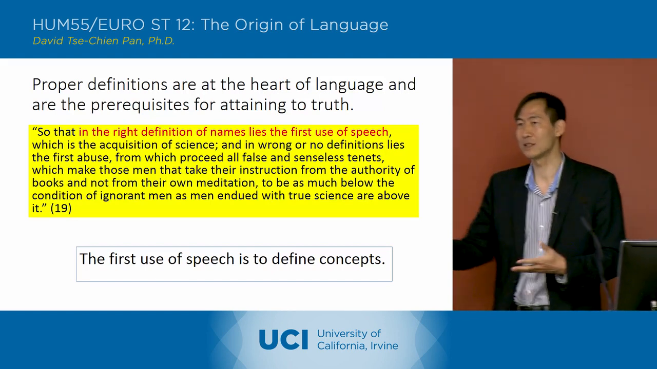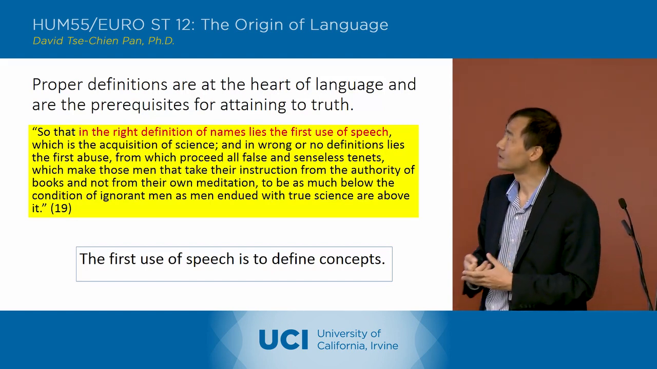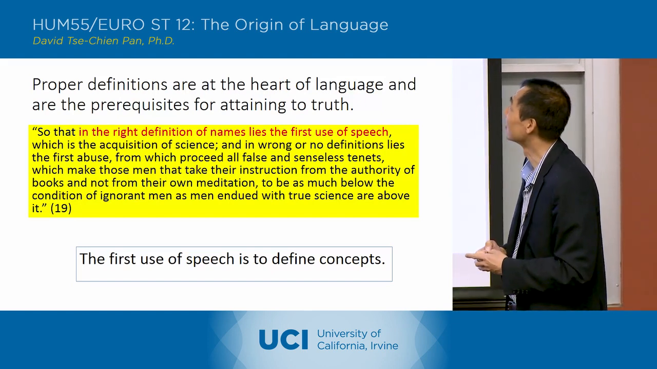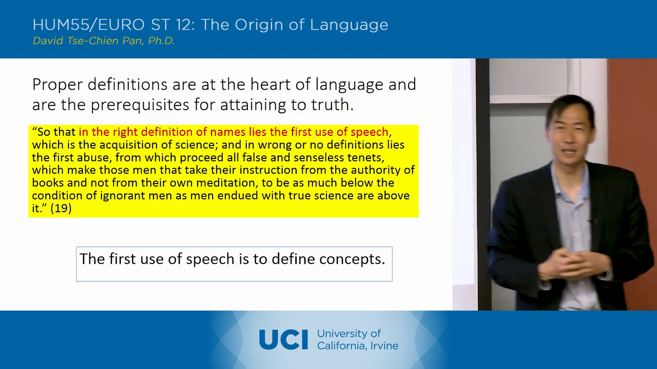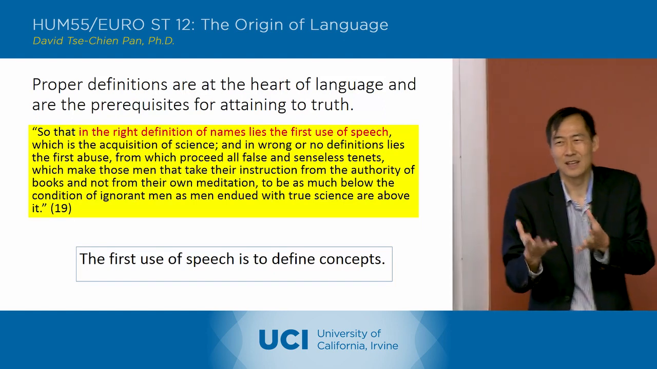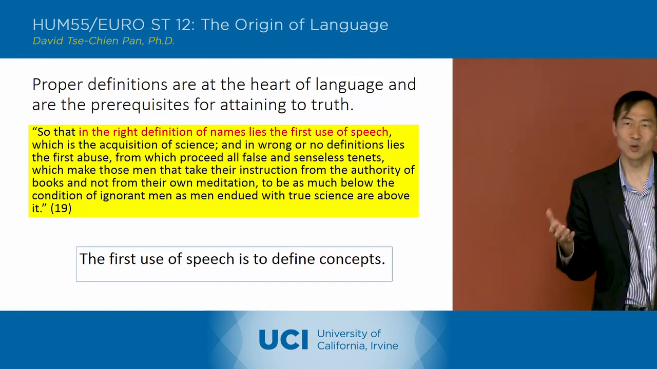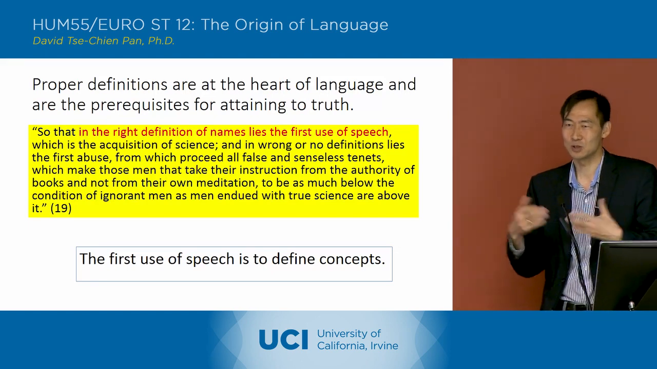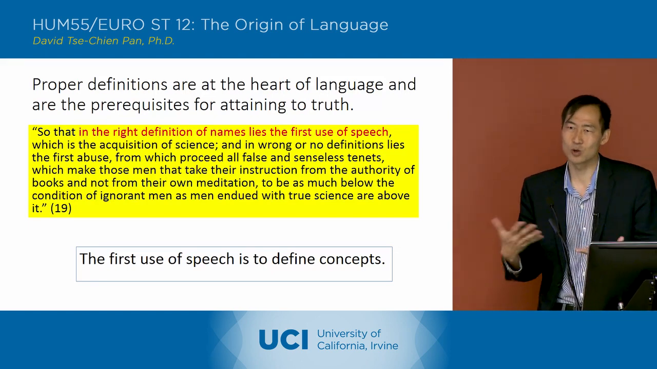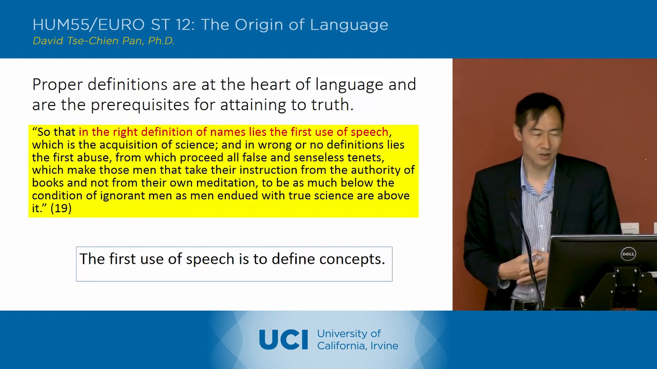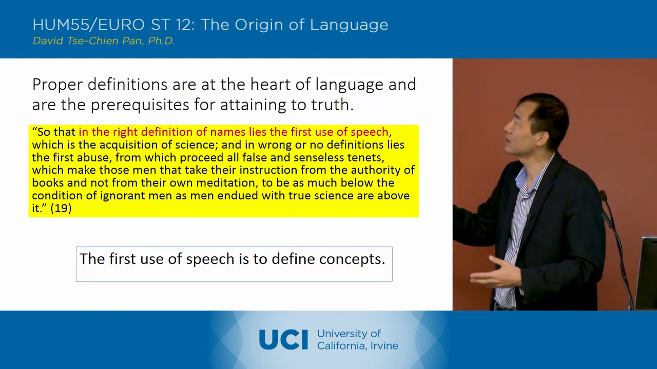And what his basic thesis here is that definitions are at the heart of language, right? They're the prerequisite for attaining any kind of truth. And so he's really saying that definitions are kind of the building blocks of language. So if you need the connections, you still have to have something connect. And he says, well, in order to have something connect, you need to have these definitions that create the words, right?